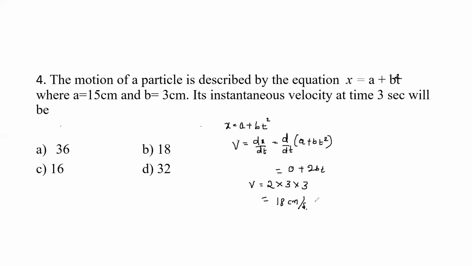correct option. They have given a, b values as centimeters. Therefore, we need to take it as centimeter per second. And see here, students, a differentiation is 0. Therefore, it becomes 0 plus 2bt. The a value we are not using, as the a term becomes 0 after differentiation. b is equal to 3 centimeter. I have substituted b is equal to 3 and t is equal to 3. Therefore, v is equal to 18 centimeter per second.